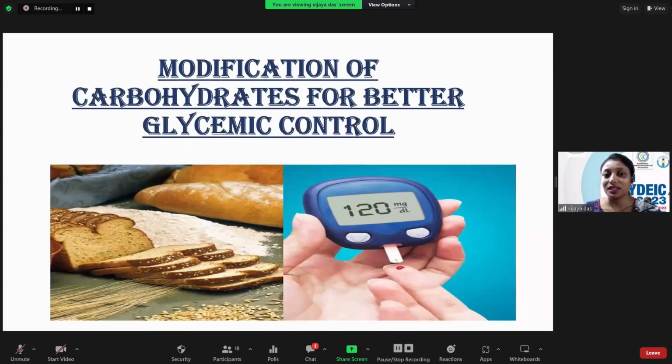So the topic for today's discussion, which I'm having, is the modification of carbohydrates for better glycemic control. Now, while we talk about carbohydrate, we know that this particular macromolecule is very much needed for every human body. Without carbohydrates, neither our brain nor any cell of the body will be able to perform any function. So carbohydrate is a must in our diet form.